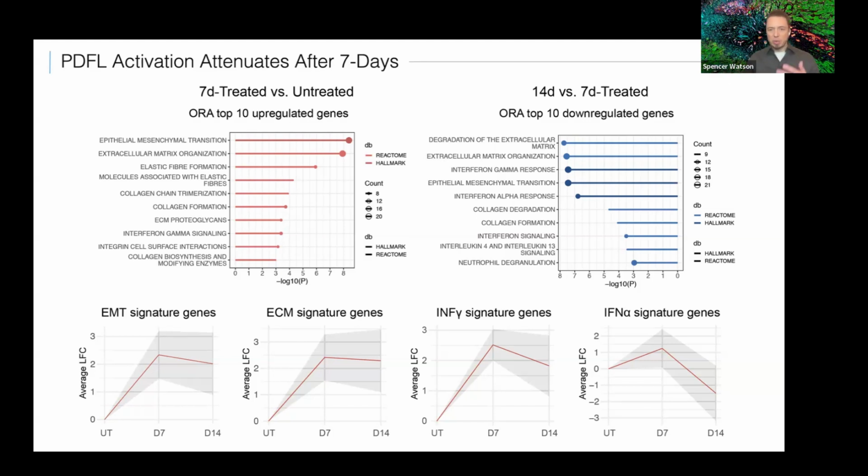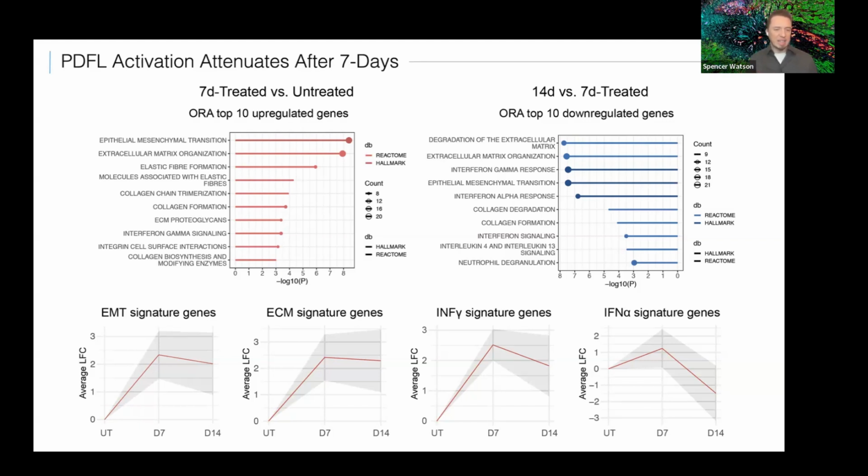So we took these gene pathways and made gene signatures for EMT, ECM, interferon gamma, interferon alpha, and then tracked their expression over time. And what we saw was this huge increase in all of these gene signatures between untreated and 7 days. But after that, they all either plateaued or spontaneously abrogated on their own. There's quite a lot that's interesting here, but for us, the most important takeaway is the clinical implication of this.